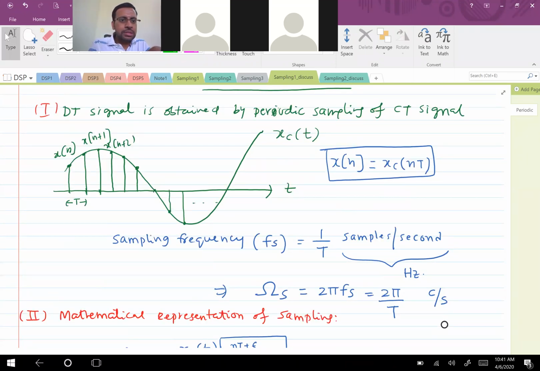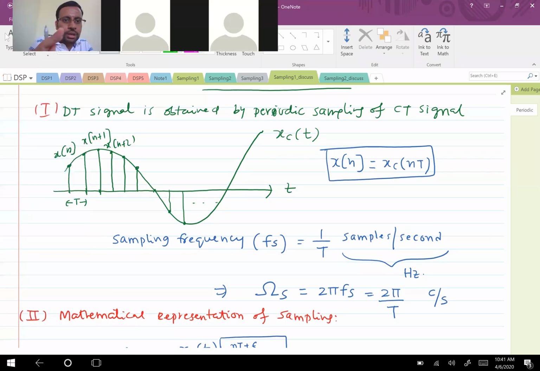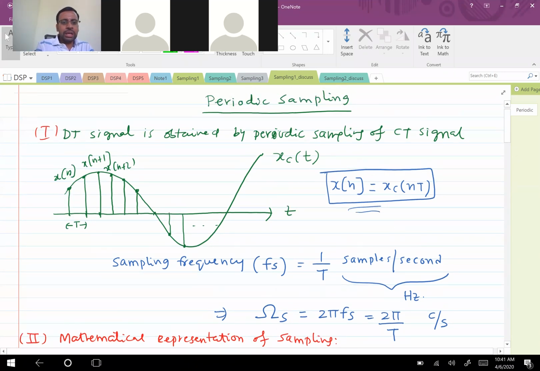Let me pick some pen here. So you could see, at an interval of T you are taking samples, so x of n is equal to xc of nT. All that you would require is around that place; the rest could become zero.